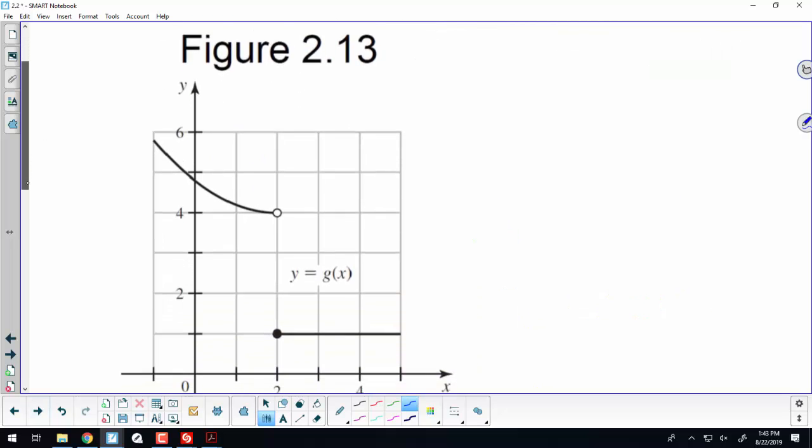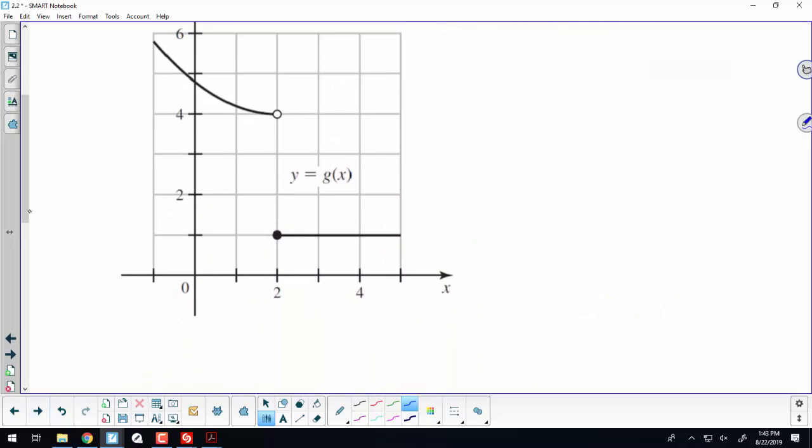Okay, figure 2.13. Just take a couple of minutes and answer the question, and think about it. The graph is a visual aid, but what is the limit as x approaches 2 on g of x? What would you say about that?